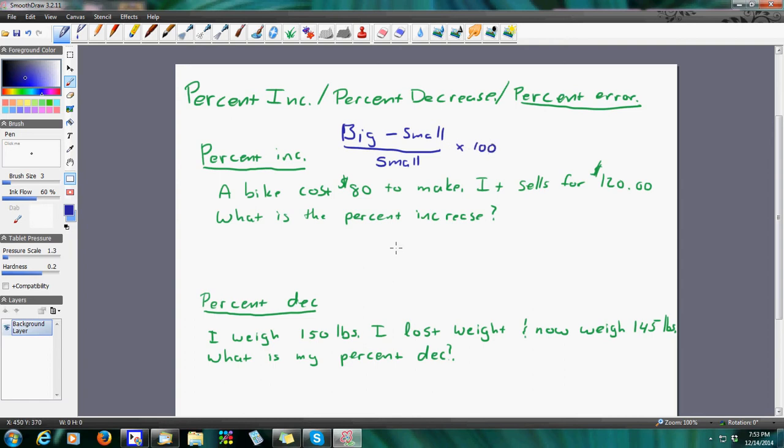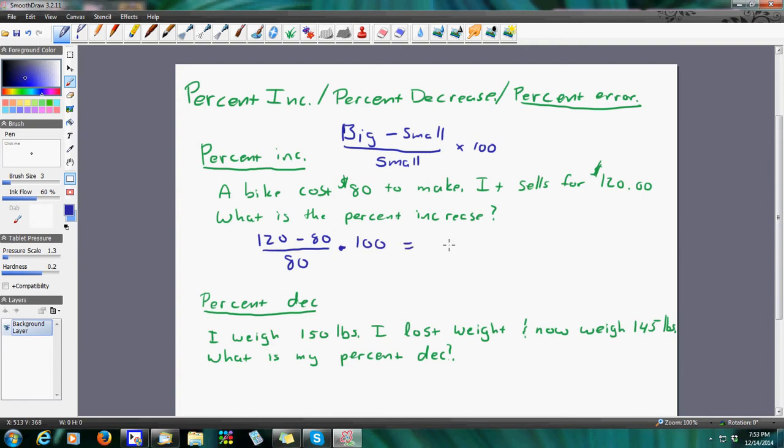So I'm going to give you an example. Let's say a bike costs $80 to make and it sells for 120. Right? What's the percent increase? So it's $120, and I subtract the $80 because that's how much it costs to make it. And then I'm going to divide it by 80, and then I'll multiply that by 100.